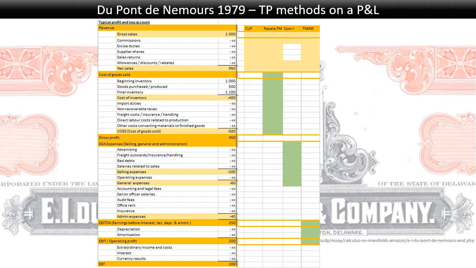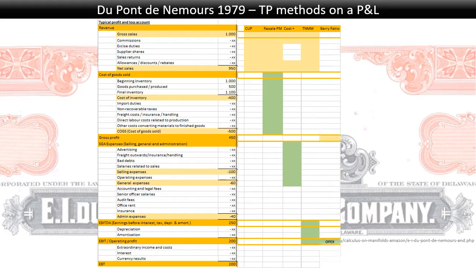And then we come to the Berry ratio, and the Berry ratio is different, right? Because what the Berry ratio does is it takes your gross profit and it divides it by your OPEX, right? So you will always have a number bigger than 1 unless you're loss making.